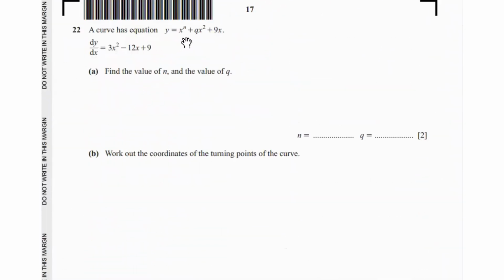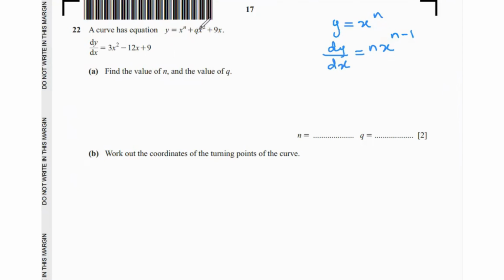Then it says a curve has equation y equals x to the power of n plus qx squared plus 9x. dy by dx is given as 3x squared minus 12x plus 9. We have to find the values of n and q. So let's differentiate the given equation. In differentiation, let's say we have y equals x to the power of n. dy by dx for this would be, your power comes down and becomes the coefficient, and then you subtract 1 from the power. This is how you differentiate. Bring the power down and subtract 1 from the power.